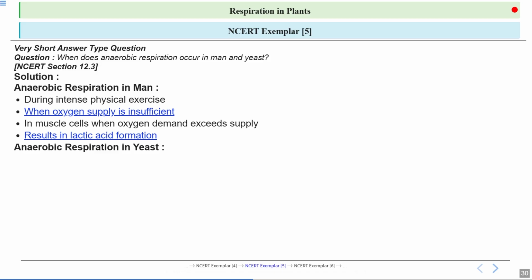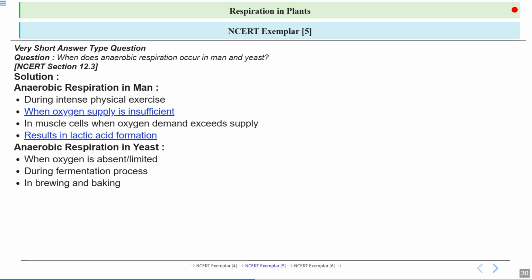Now let us look at the next part of the question, that is the case where anaerobic respiration occurs in yeast. In case of yeast, anaerobic respiration occurs when oxygen is absent or limited. This process is known as fermentation. Yeast cells break down sugars without oxygen, which is important in making bread, beer and wine. So fermentation by yeast is used in brewing and baking.